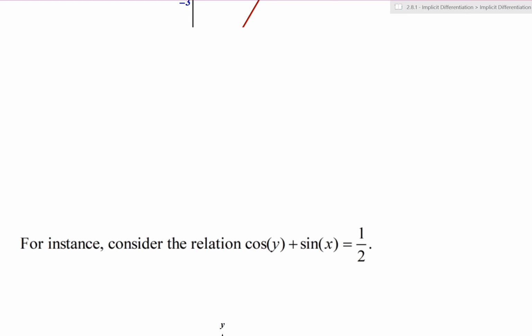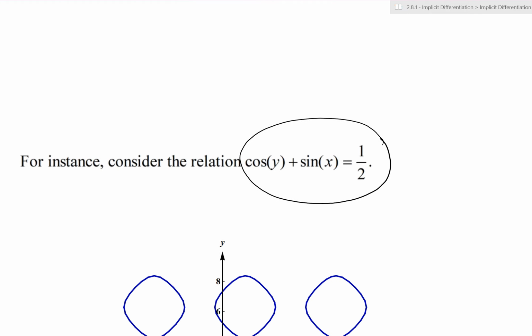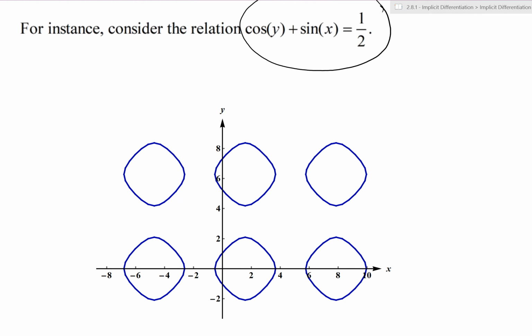Consider this situation. Here is an equation, cosine of y plus sine of x is equal to 1/2. Now, what's the graph of that look like? Well, if you go and get some technology, this is just part of the graph at least. It goes on forever in many directions. So as we can see here, there are many pieces of the puzzle.